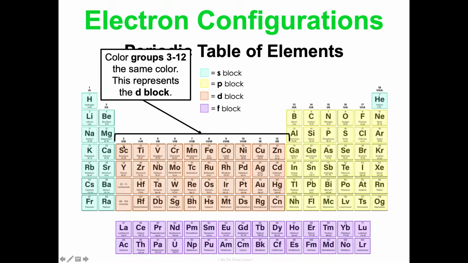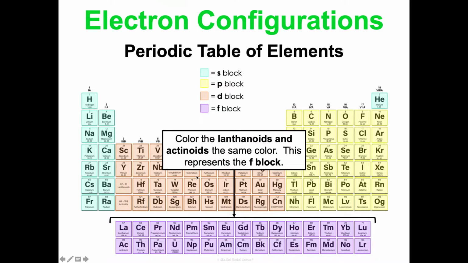All right, next we have groups 3 through 12. They're going to be colored as the d block. And then last, we have the lanthanoids and the actinoids, and they are going to be represented as the f block. Now, let me tell you something. The f block gets complicated, and there are actually a lot of exceptions to the Aufbau rule that we just discussed in the f block, just because the elements are so big and there becomes a really small difference in the energy levels. So just know that the electron configurations for these get tricky.